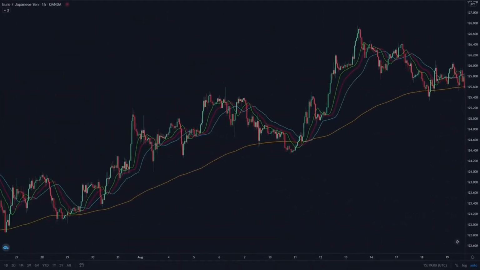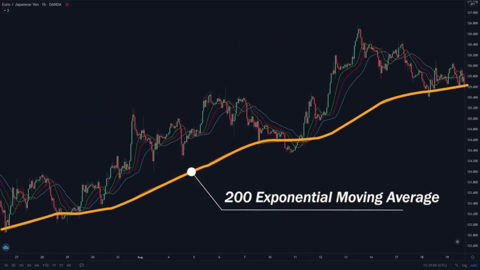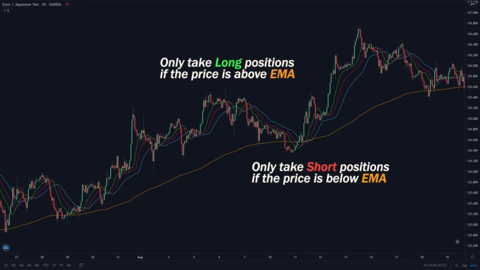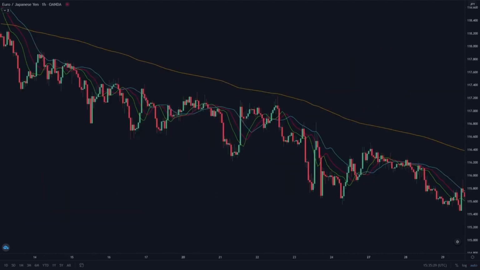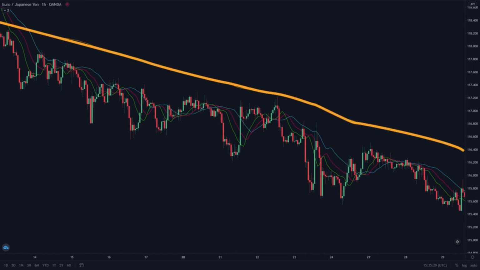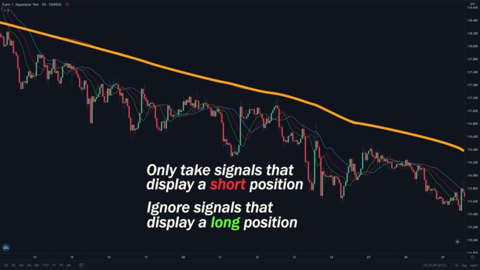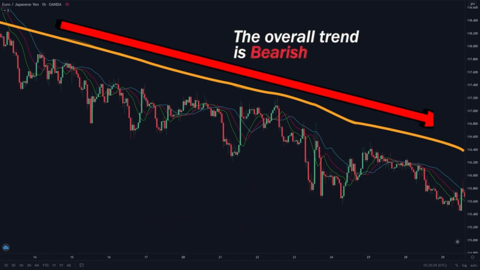Another way you can utilize the Williams Alligator is by combining it with another indicator. I found it works best with the 200 EMA because it shows the overall trend of the market. So the way you trade this indicator combination is by only taking long positions if the price is above the 200 EMA and only taking short positions if the price is below the EMA. So for example, you can see here that the price is below the EMA line, and because it's below, it means we are only taking signals that display a short position. So signals that display a long position would be ignored. Because remember, the overall trend is bearish.